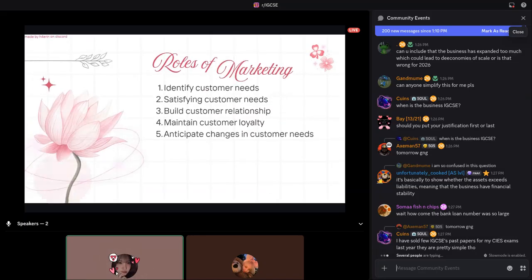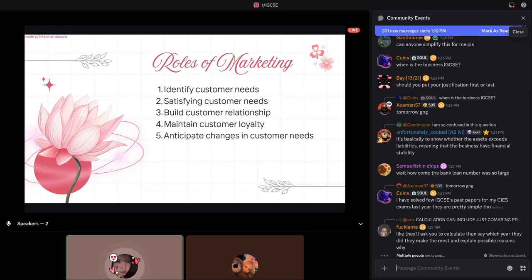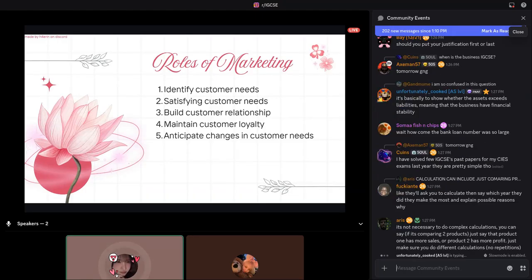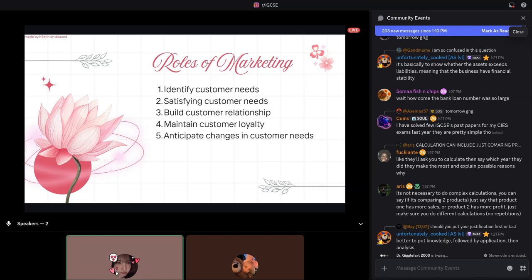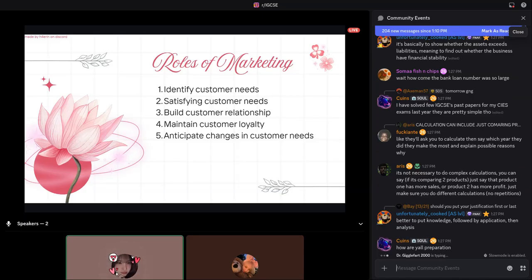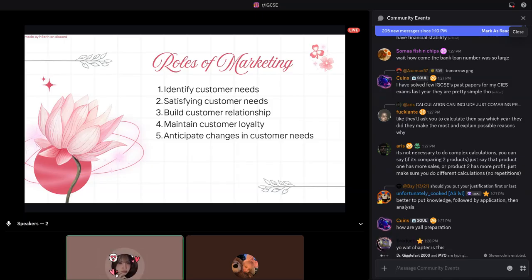So first off, everyone, you would need to know the roles of marketing, which is identify customer needs, satisfying customer needs, build customer relationship, maintain customer loyalty, and anticipate changes in customer needs. Personally, I prefer just remembering it as identify, satisfy, build, maintain, anticipate. So it would be easier for not only me to remember, but also for you guys to remember. So I hope this helps. Moving on.